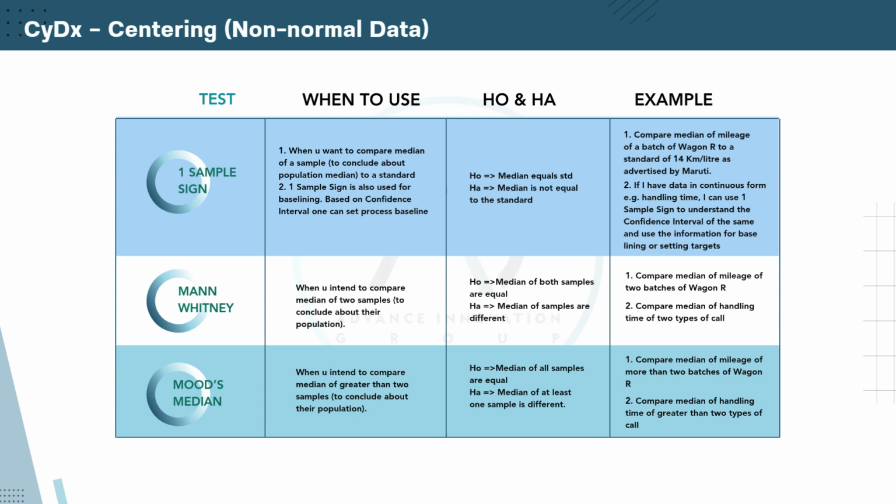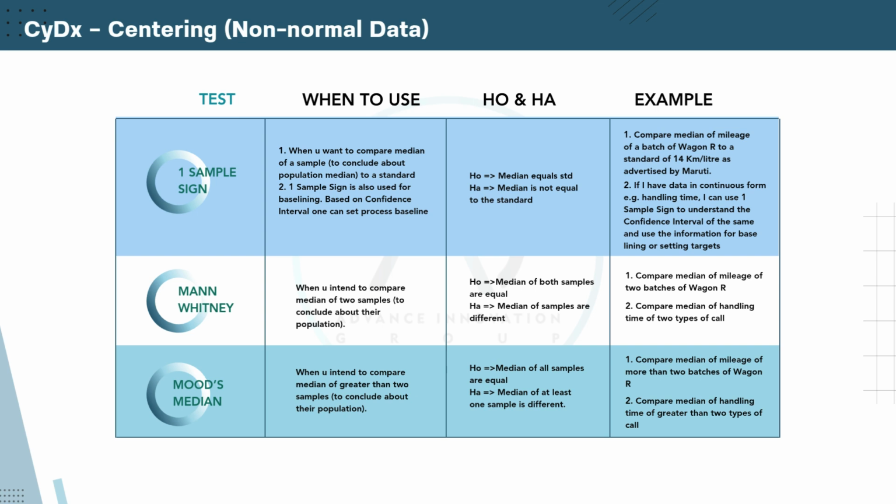When our data is non-normal, these 3 non-parametric tests, one sample sign, Mann-Whitney, and Mood's median, are our go-to options for testing medians instead of means. Column 1. Test. We are covering 3 tests: 1 sample sign test, Mann-Whitney test, Mood's median test. Column 2. When to use.